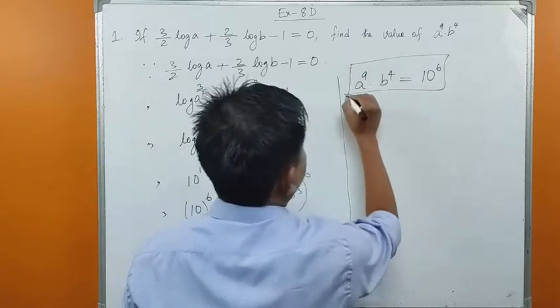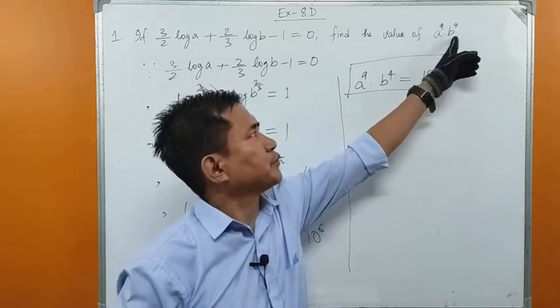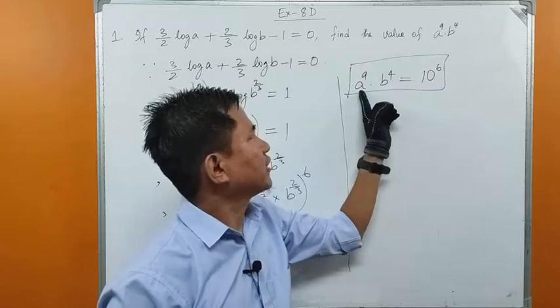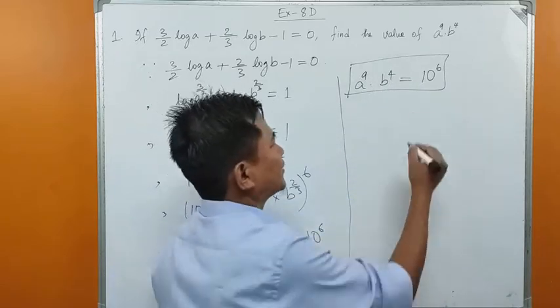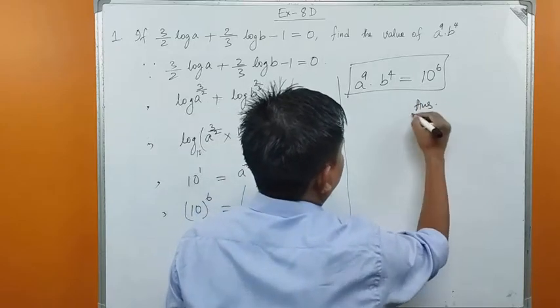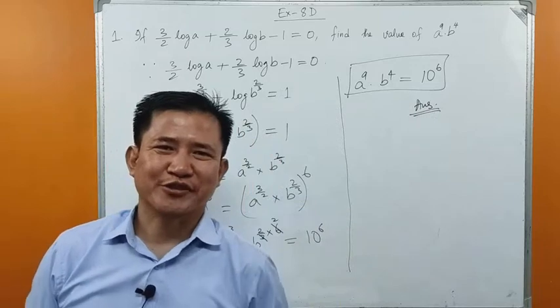So we were asked to find the value of a to the power 9 times b to the power 4. So we found a to the power 9 times b to the power 4 equals 10 to the power 6. So this is the answer for question number 1 of exercise 8D. Okay, I hope you got this. Now let us move on to the next question.